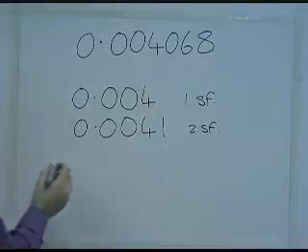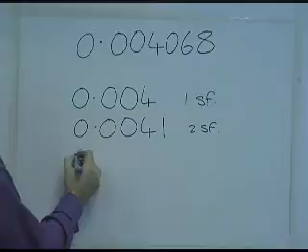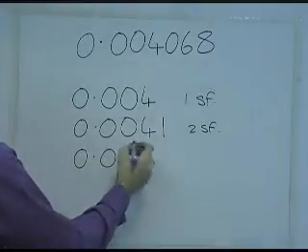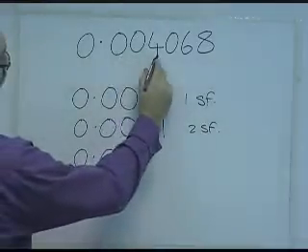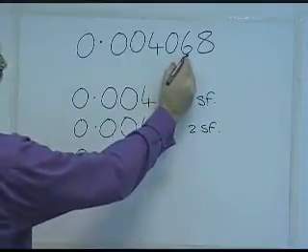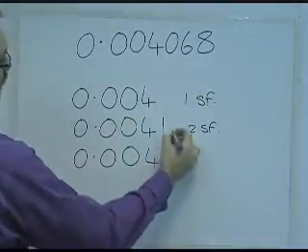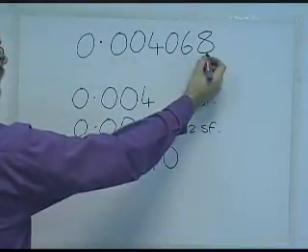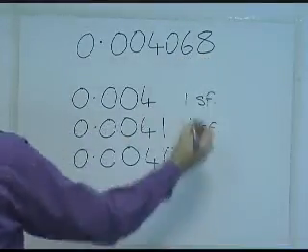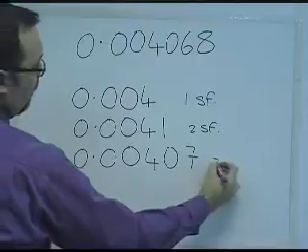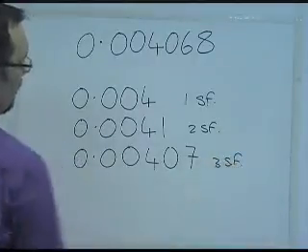I'll do it to three significant figures just to finish off. Write down this bit, because that's going to stay the same. Across here, that's the first significant, second, and the third significant figure is a 6. So 4, 0. Before I write the 6, I check the number next to it, which is 8. So the 6 rounds up to a 7. Three significant figures.